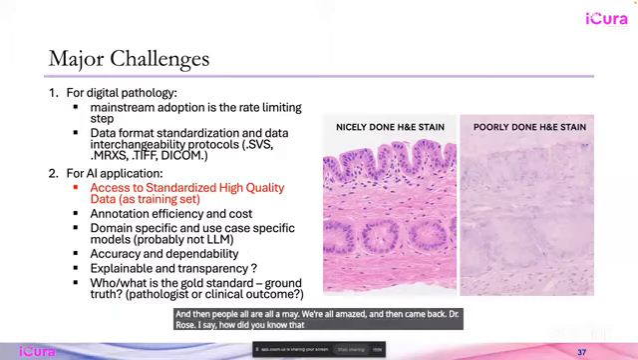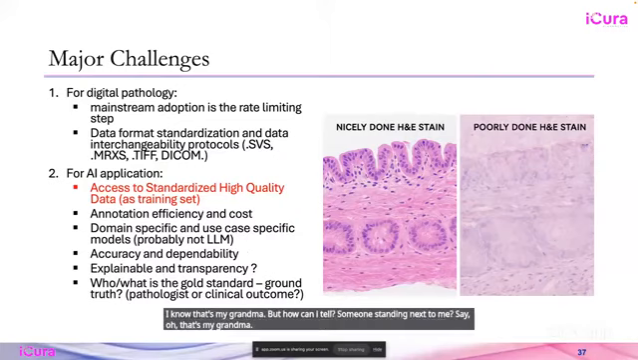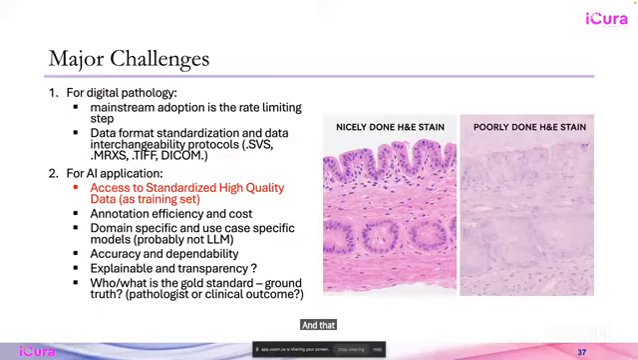And Dr. Rosai said, it's hard to describe. It's just like when my grandma is walking toward me from a distance, even though I could not see her face clearly, I know that's my grandma. But how can I tell someone standing next to me, oh, that's my grandma? And the other one would say, I can't see it. I can't even see the face. And that's basically a joke going around.